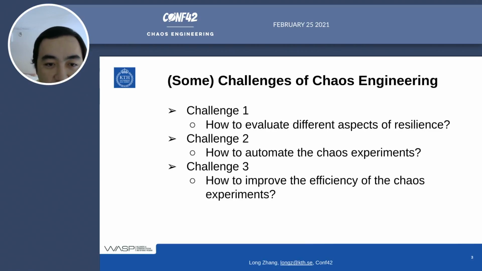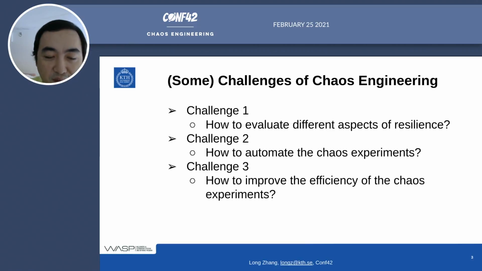And the third challenge: how to improve the efficiency of chaos experiments. For example, if we are going to explore a really large fault injection search space, with a lot of different combinations to inject different kinds of failures in production, given the limited experiment time, we can't really explore every possibility. So how to improve the efficiency of chaos experiments, and how to learn as much as we can during an experiment, can be challenging.